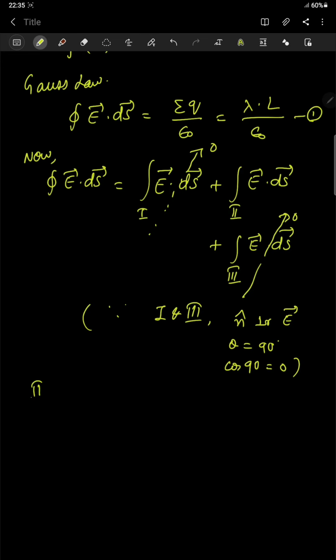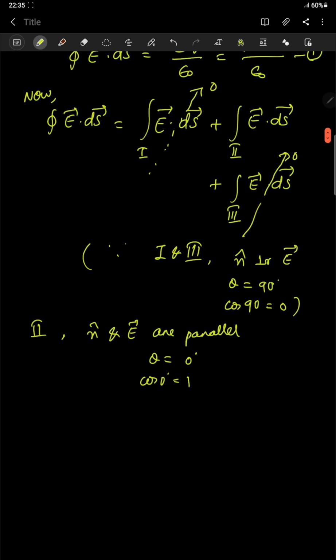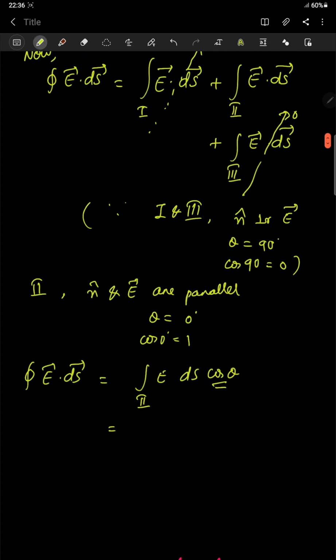Coming to the second region, in the second region n cap and E vector are parallel. If it is parallel, that means theta is equal to how much? 0 degree. So cos 0 is how much? 1. So only the second region will contribute. So what I can write is integration over the closed loop E dot ds is basically integration E ds cos theta for the second region, because first and third will not contribute, and cos theta is 1. So electric field along the Gaussian surface is constant, so E will come out of the integration: E integration ds. So let us give it as equation 2.